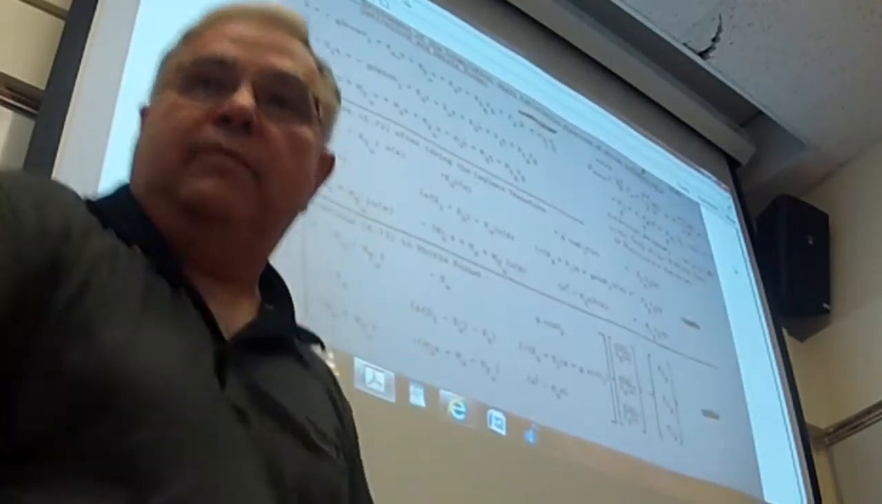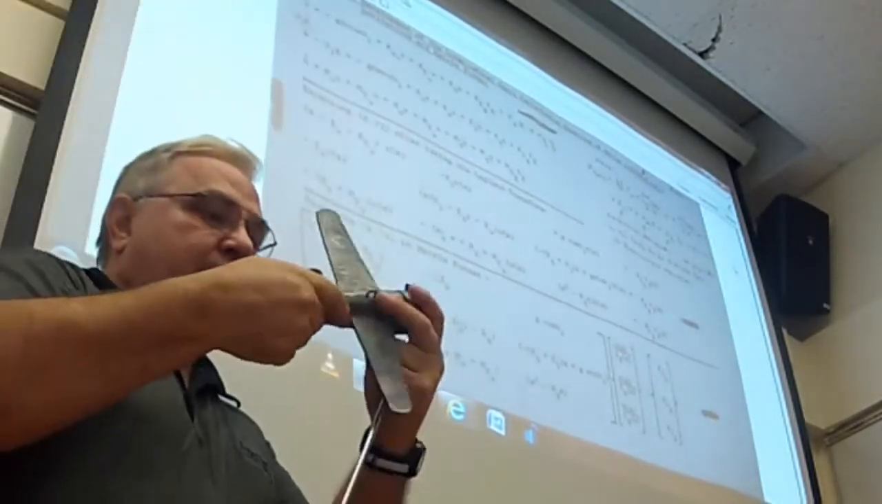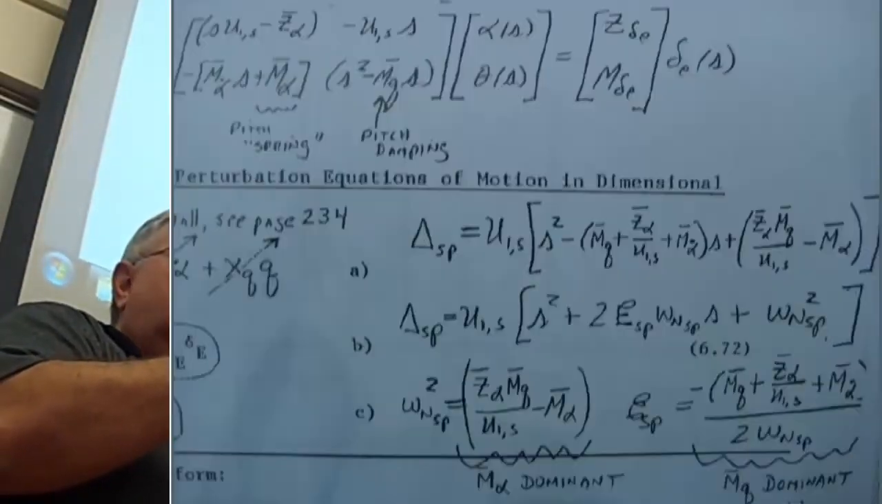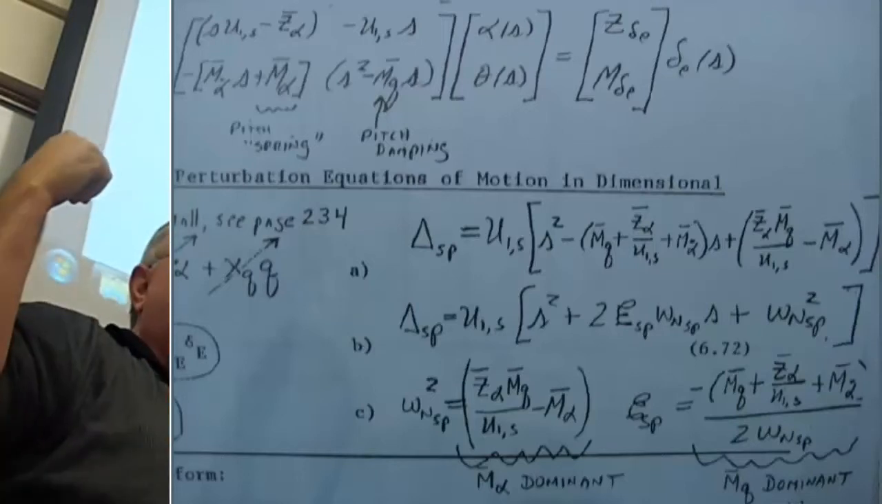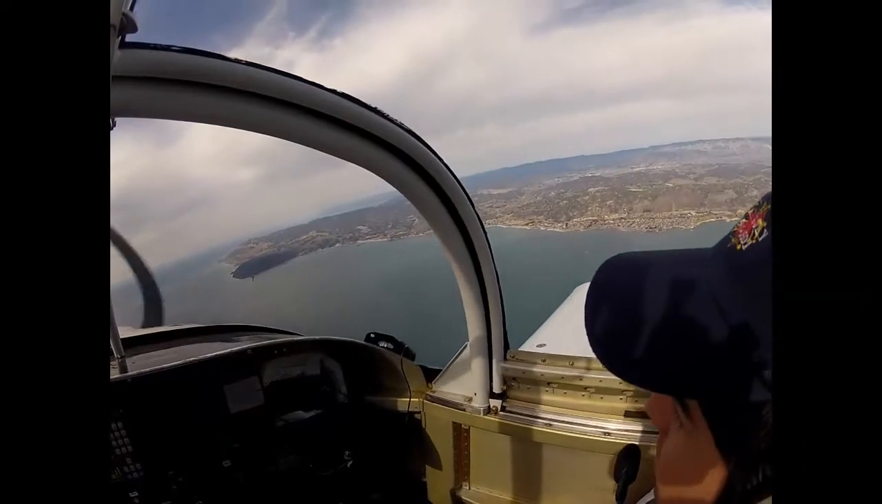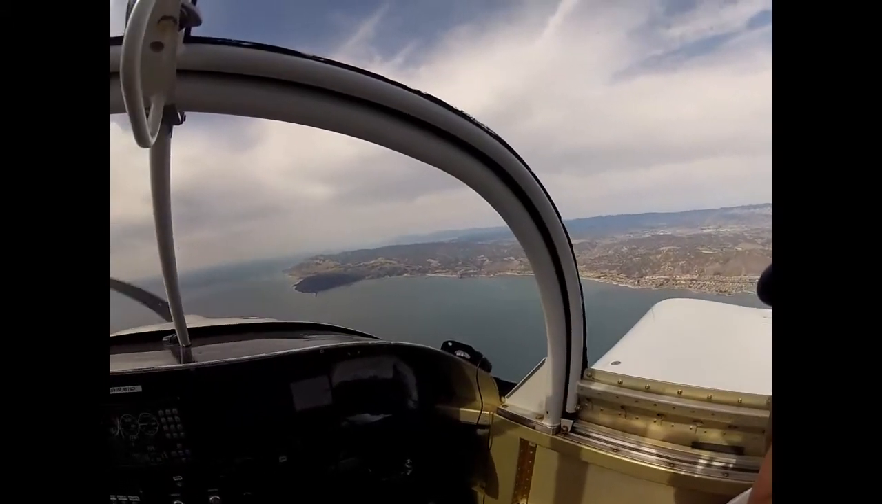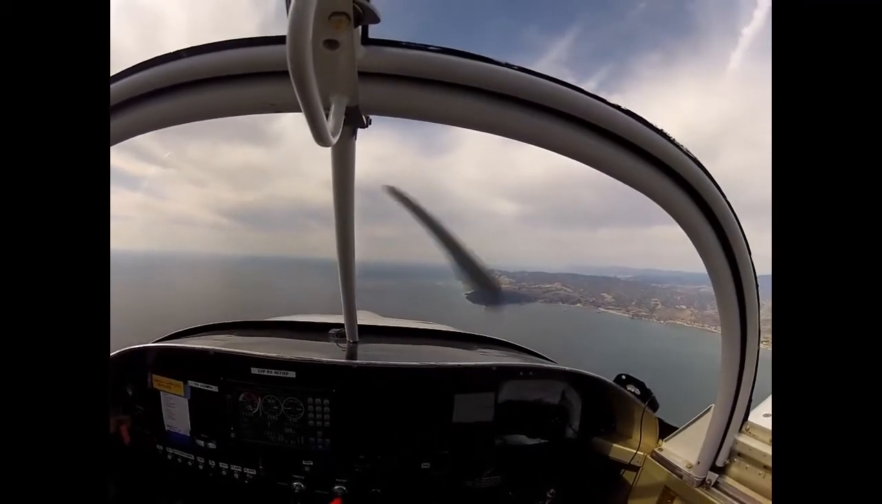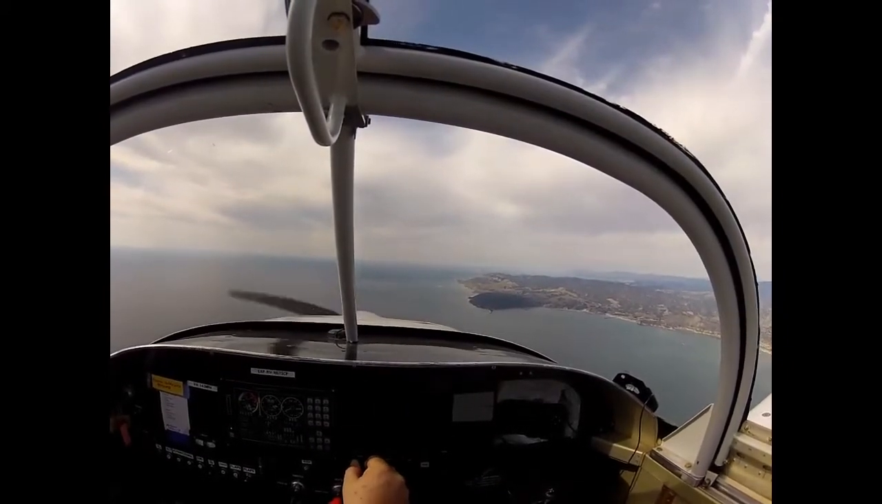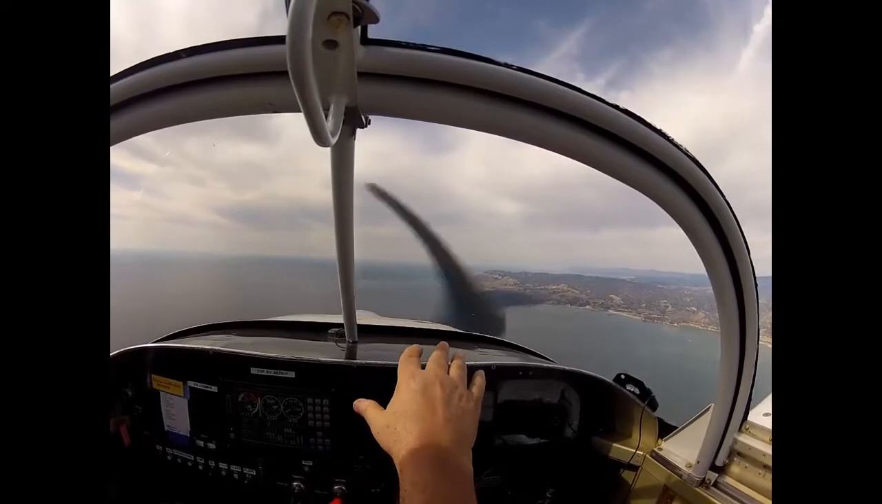Short period. And the short period was the fast, rapidly decaying oscillation of the poles that are far from the origin. And we're going to do what's called a short period. So I'm going to pulse the stick. And we're going to kind of look outside and see what it looks like out looking out there, okay?